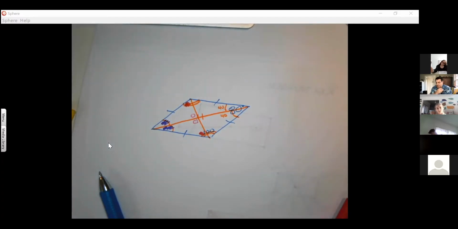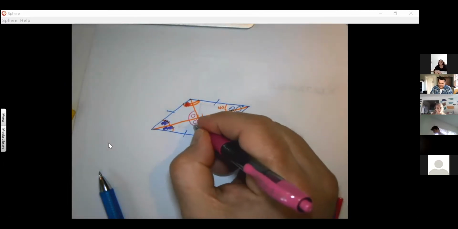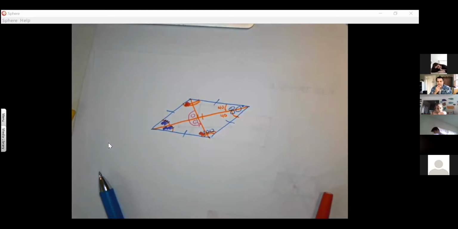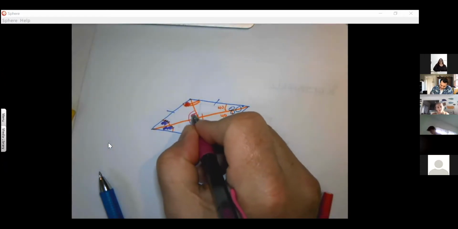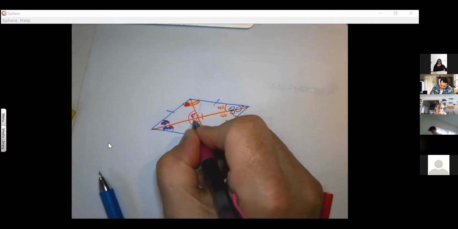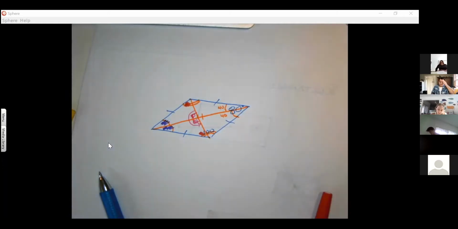And if those two angles are congruent, and they also form a linear pair, what must be true about those two angles? They add up to 180. They add up to 180, so they each have to be 90. They're right angles. So now in a rhombus, the diagonals bisect each other.